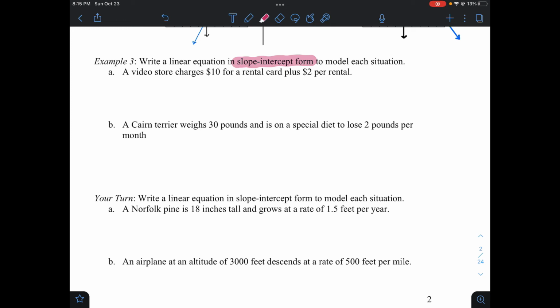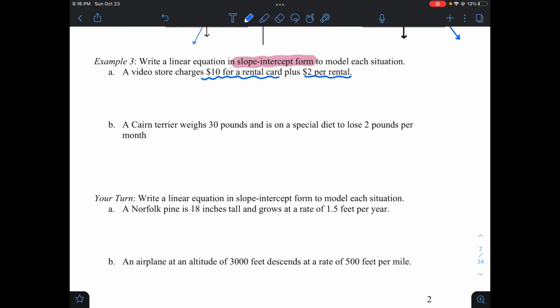So this is a video store charges $10 for a rental card plus $2 per rental. I don't know if you guys are familiar with renting videos, because you're all probably way too young to remember like Blockbuster and all that stuff, but maybe you've heard of it. Whenever that happened, you would pay like an annual membership one time, but then you had to pay so much every time you rented a movie or a game or anything like that. So this $10 rental card, that's like that one-time fee. But then we have $2 per rental.